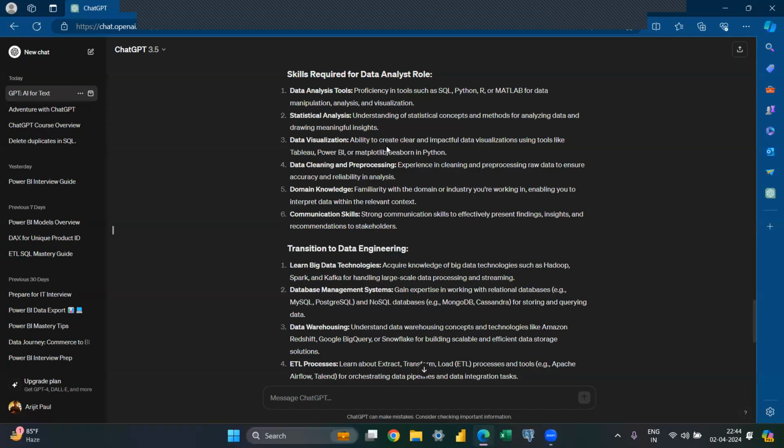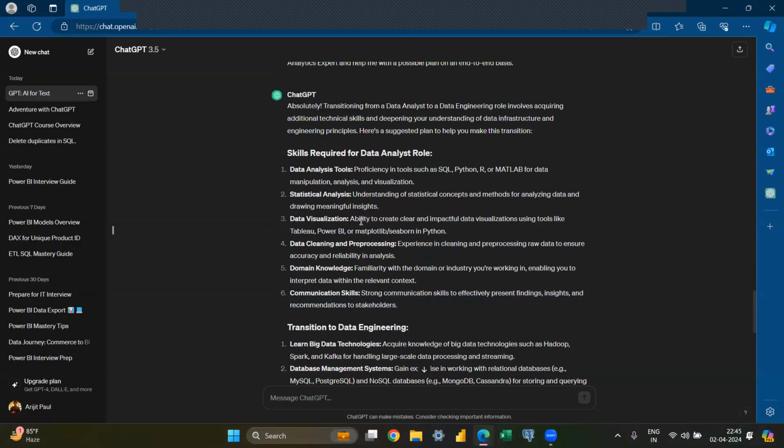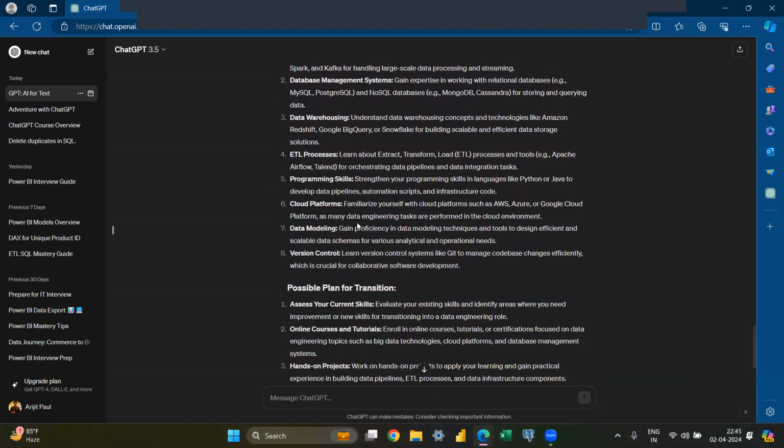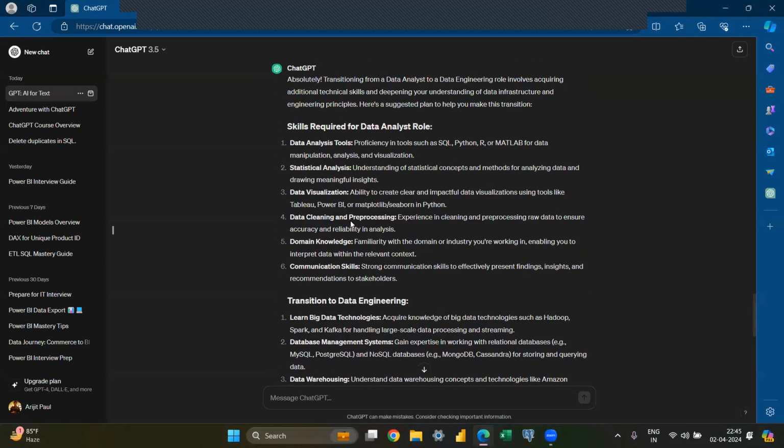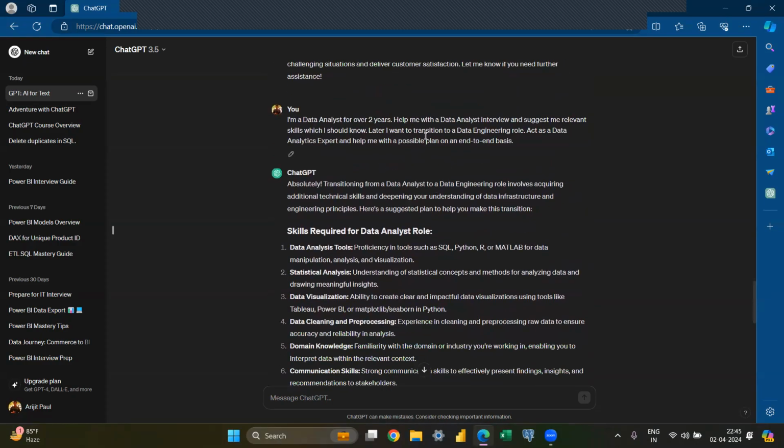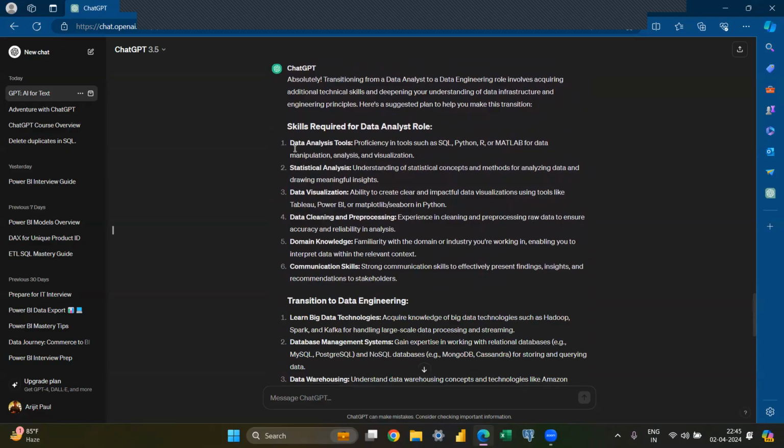It just gives us a view from a high level. It's important to have this understanding so that we keep our basis clear, and understand how to be more productive and make the most of what we have. It also gives data cleaning and pre-processing, domain knowledge, and communication skills. Communication skills are important in customer service, in data analytics, and in data engineering roles. So we should keep these things covered when preparing for an interview.